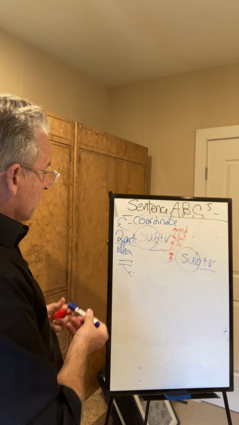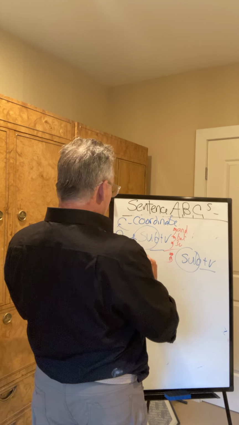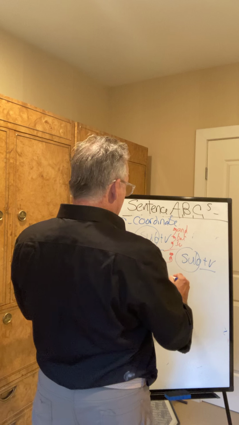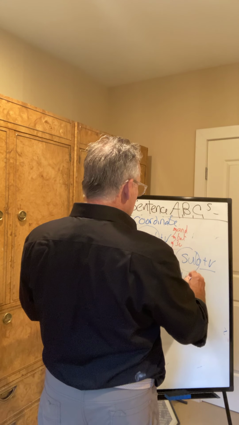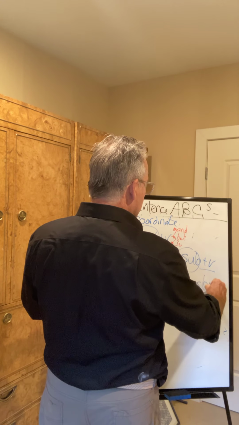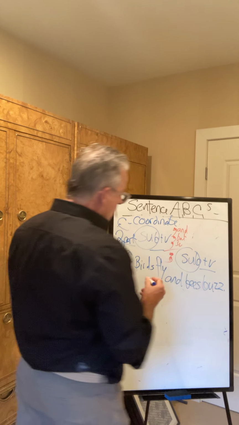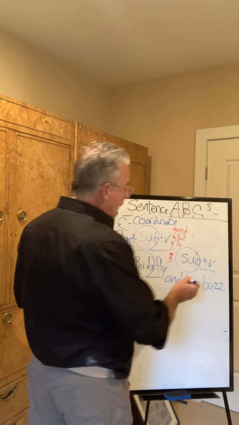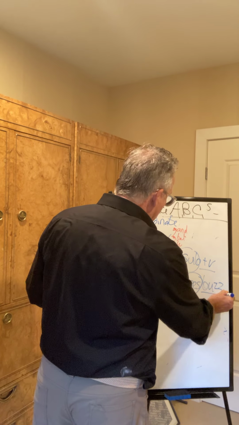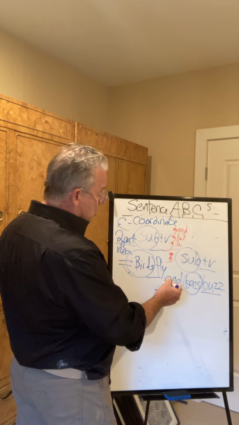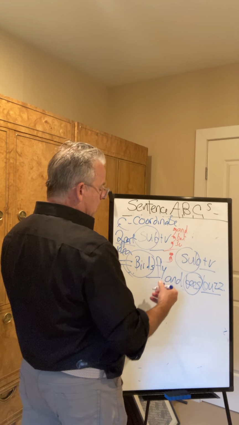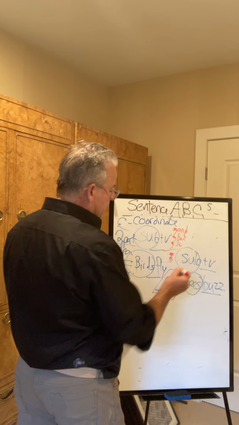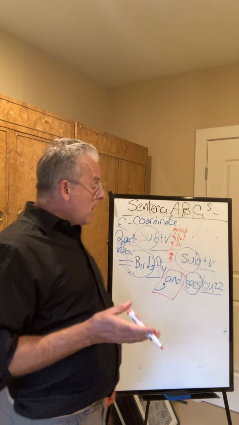So here are some examples. Here's a good one. Birds fly, and bees buzz. So notice I have a subject and verb on one side, birds fly, and bees buzz. And that conjunction and has to have a comma to be a coordinate sentence. I need them both. Now, birds fly and bees buzz.